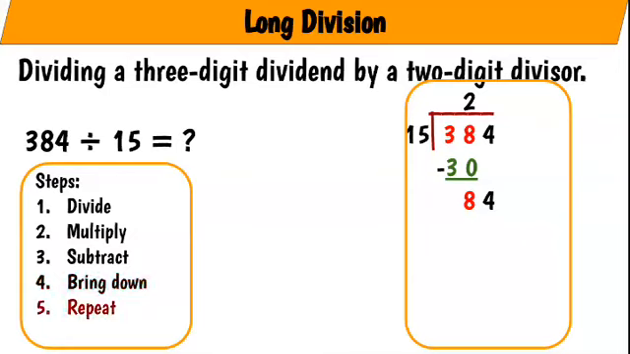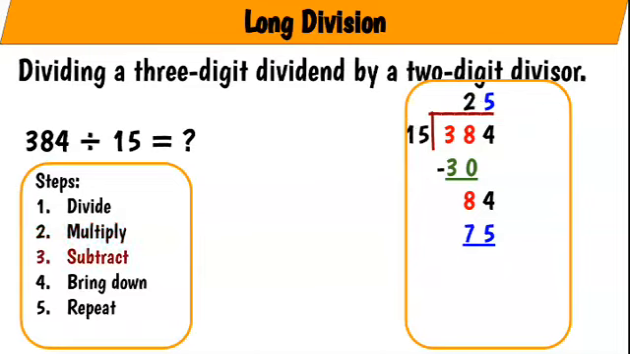So we are going to go back to our first step, which was divide. So now we're asking ourselves, how many groups of 15 can we get from 84? We can get 5 groups of 15 from 84. So we did it. So now let's move on to our next step. Since we got our group 5, now we're going to multiply that 5 by our divisor 15. So when we multiplied 5 by 15, we got 75.